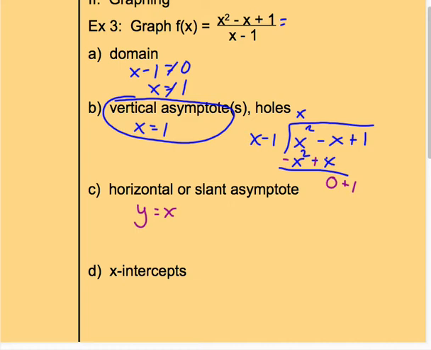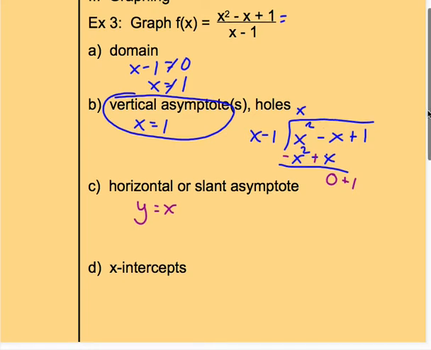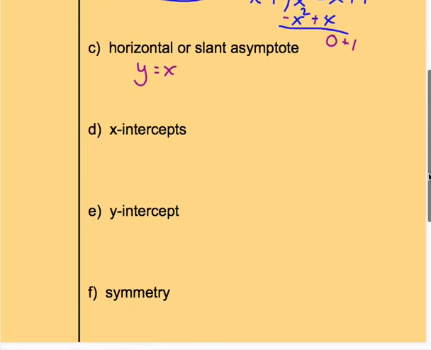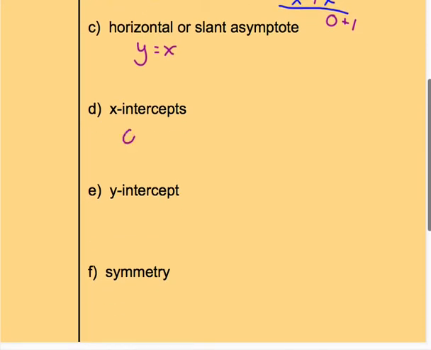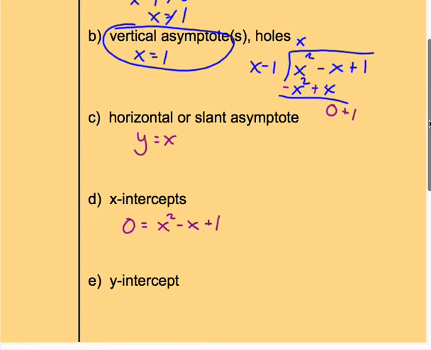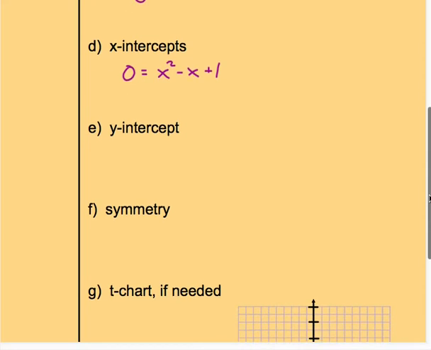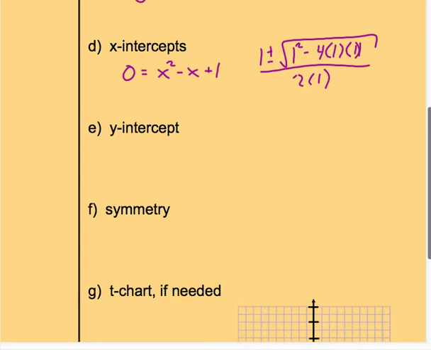X-intercepts: set the numerator equal to 0. Well, we already determined it doesn't factor, so now we're going to have to use the quadratic formula. Let me double check my signs on that to see if we have any real x-intercepts. So we have the opposite of b, plus or minus the square root of b squared minus 4 times a times c, all over 2a. And under my radical, I have 1 minus 4, which is imaginary, so I have no real x-intercepts.